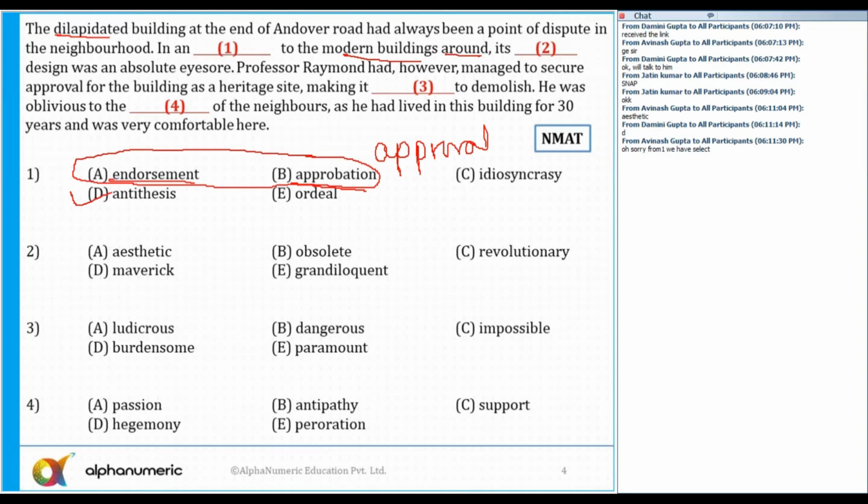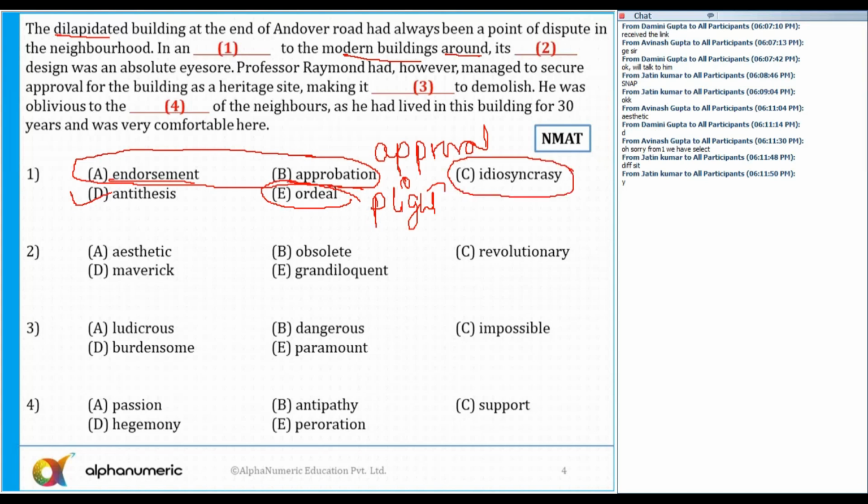Okay, ordeal. What is ordeal? Ordeal is a difficult situation. You are in an ordeal. That means you are in a plight. It's also called a plight, a predicament. You are in a difficult situation. And this word idiosyncrasy, this is important. This is a very important word. Okay, what is idiosyncrasy?